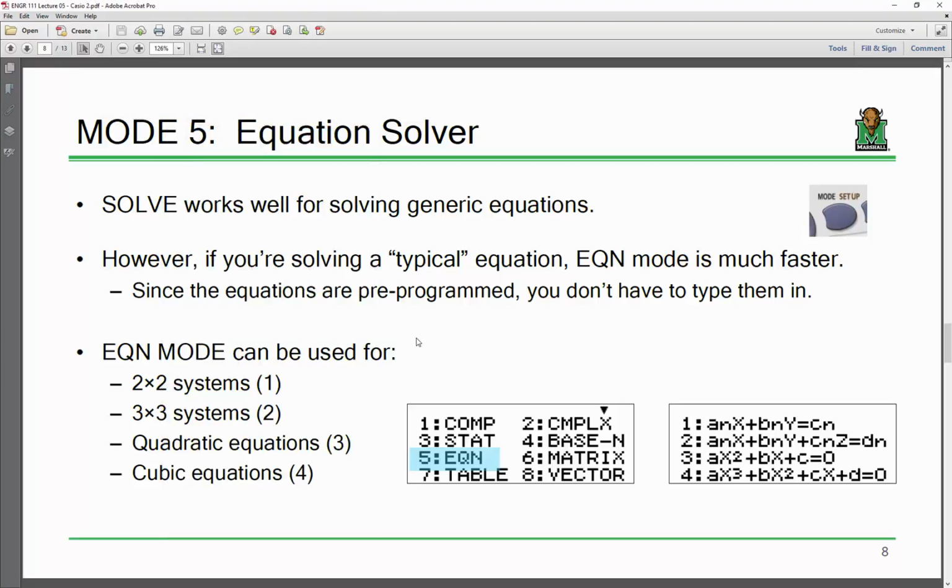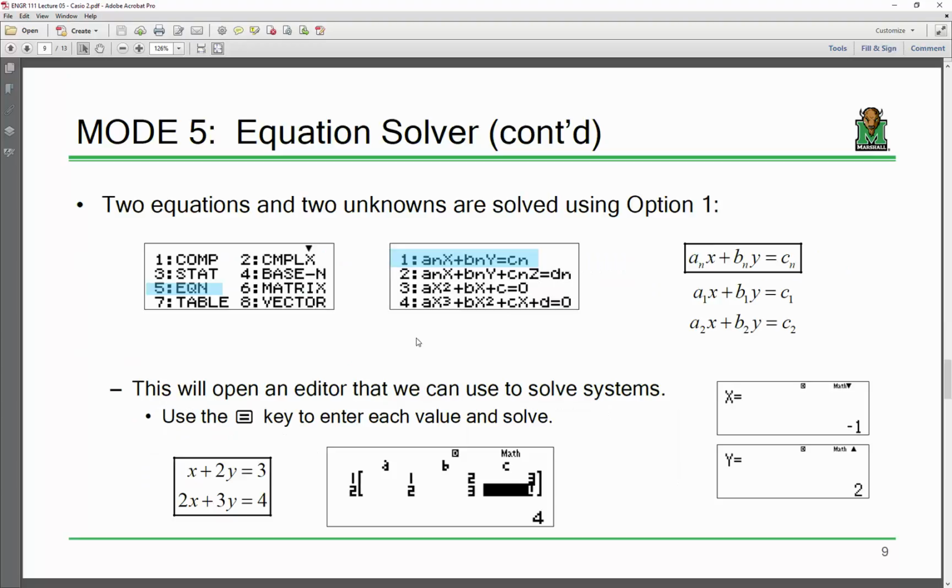So modes 1 and 2 revolve around solving simultaneous systems of equations. And you've probably seen problems like this before, whether in high school or in some of the math courses you've taken in college, maybe Math 127 or Math 132.